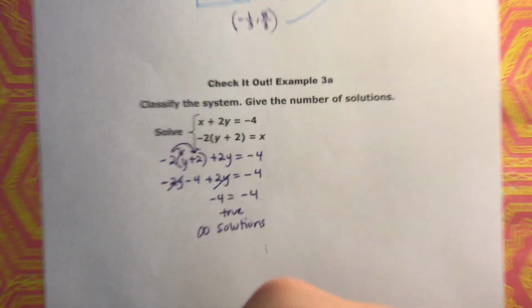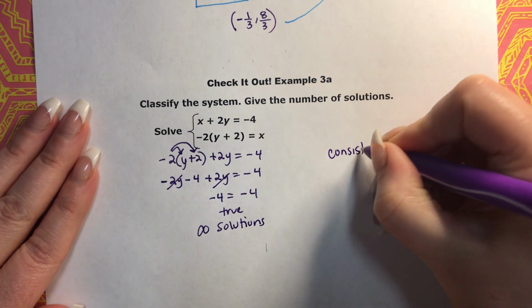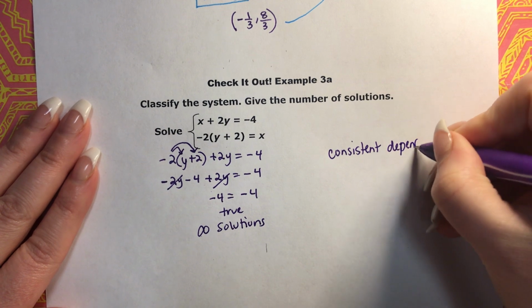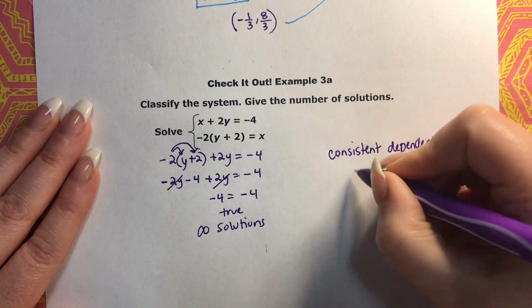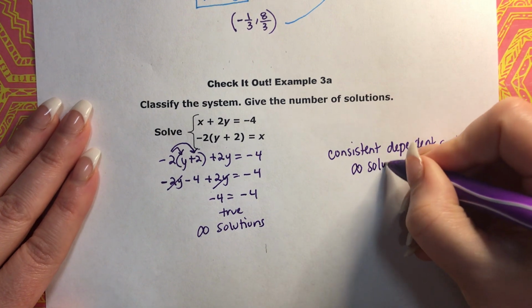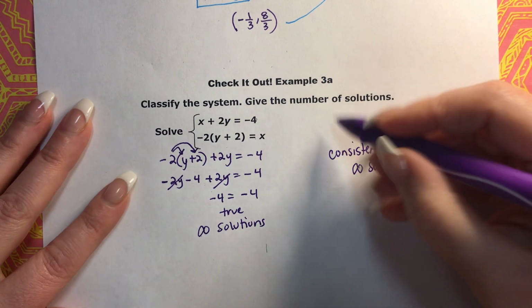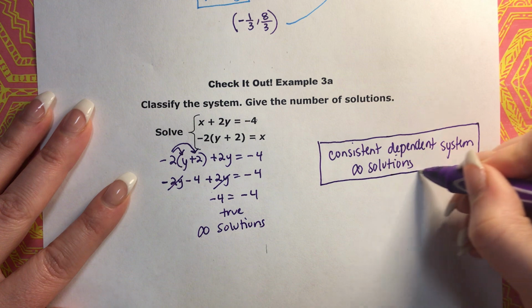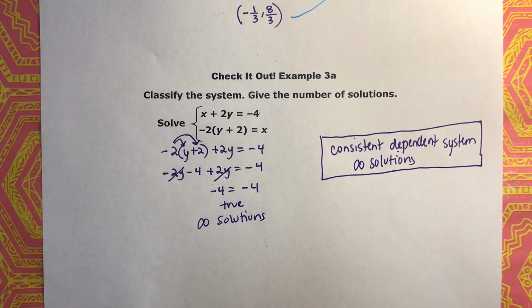So this is a, whoops, sorry, I hit it. So this is a consistent dependent system that has infinite solutions. Infinite solutions means these two lines actually end up being the same line, so they're coinciding lines. All right. There we go. Okay, let's look at the next one.